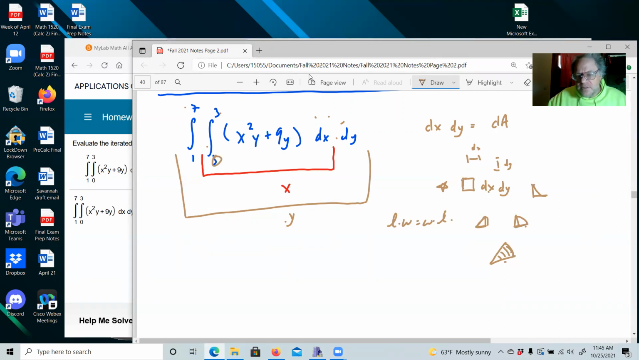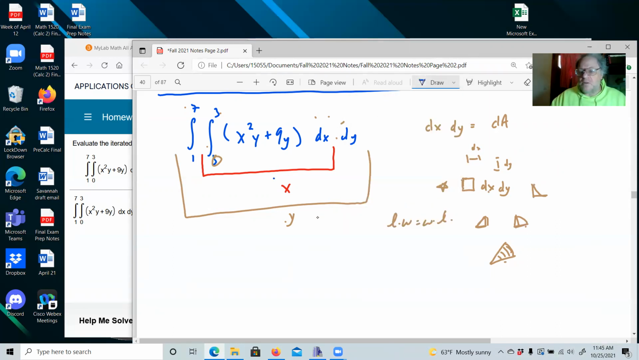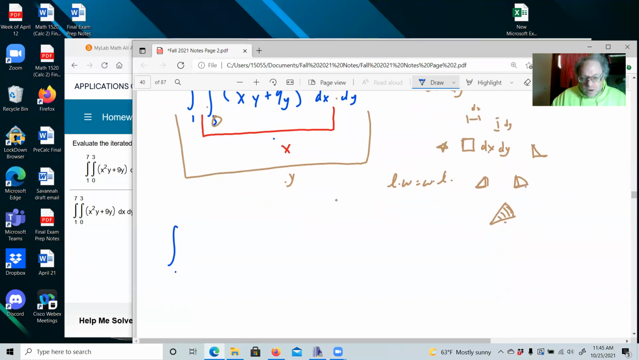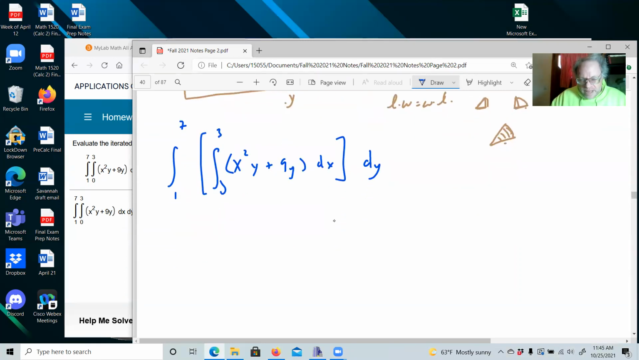All right, so let's go ahead and have a look at what this is going to be. I'm not going to swap the order on this one. Let's keep it easy. So let's integrate x squared y plus 9y with respect to x. We're going to hold our 1 to 7 out here. We're going to integrate from 0 to 3 x squared y plus 9y, and we're going to have our dx here. You can put little brackets if that helps you group them, and dy. So we have x cubed over 3 times y plus 9xy.